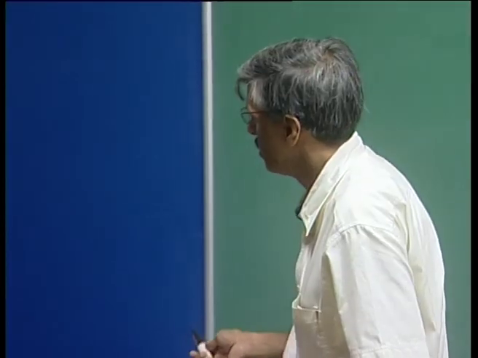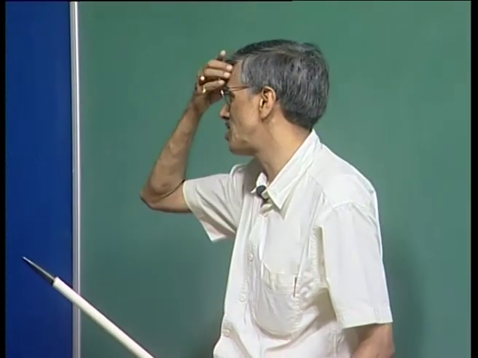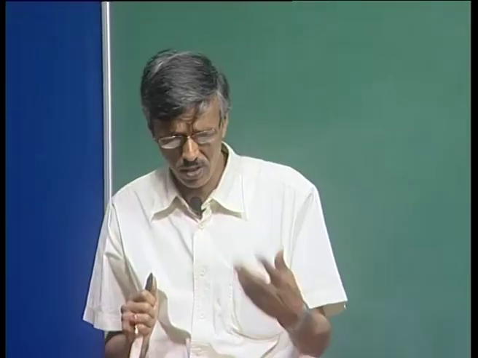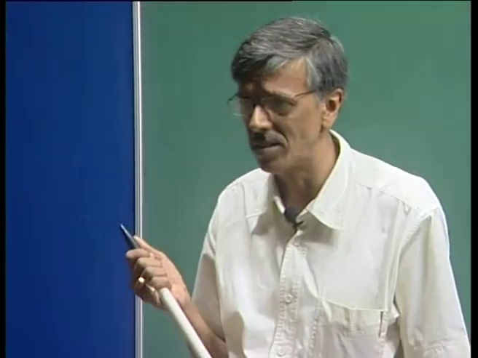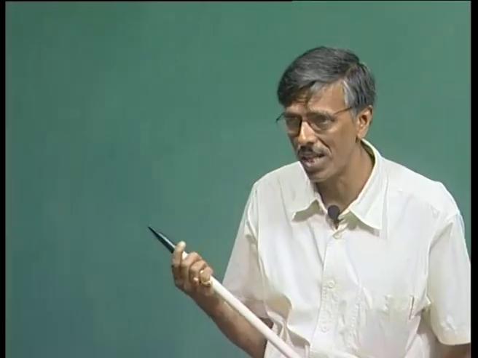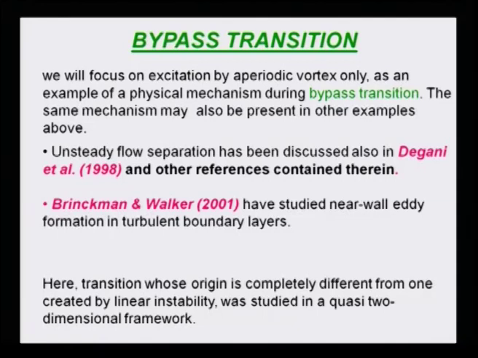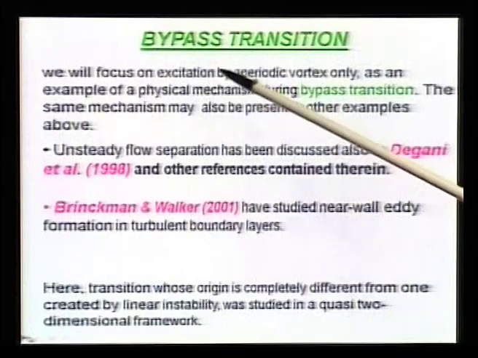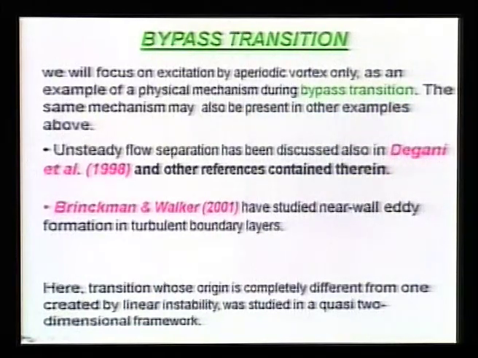Okay, so we started discussing bypass transition. What we have studied so far was wall excitation and free stream excitation with a periodic vortex train. Today we are going to look at another aspect, where we excite a shear layer by an aperiodic vortex. It means just a single vortex. And how does it trigger transition to turbulence without going through creating Tollmien-Schlichting waves? That's what we call bypass transition. So we want to do that.